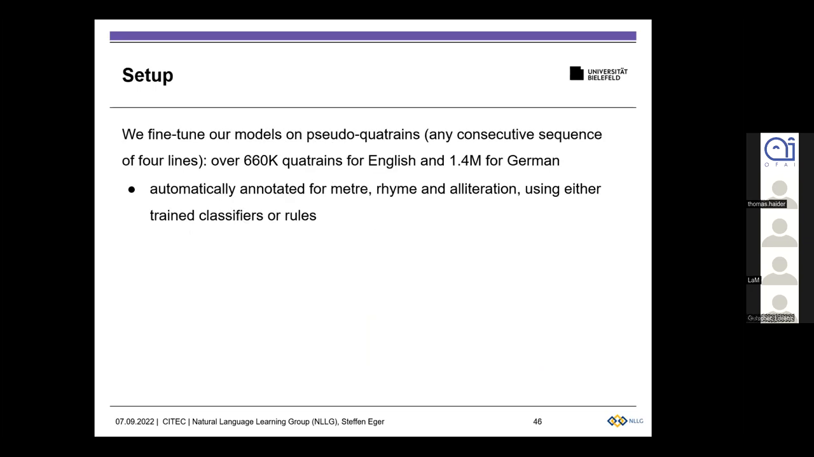So now, after pre-training our models on the text that I've just outlined, we fine-tune them on poetry data, and we fine-tune them on pseudo-quatrains. So those are not real four-liners, but pseudo-quatrains that consist of any consecutive sequence of four lines. And we extract 660,000 quatrains for English and 1.4 million pseudo-quatrains for German. And those pseudo-quatrains are automatically annotated for meter, rhyme, and alliteration. So for each of those quatrains, we give the meter scheme, the rhyme scheme, and the alliteration level. And we do so using either trained classifiers or using rules.